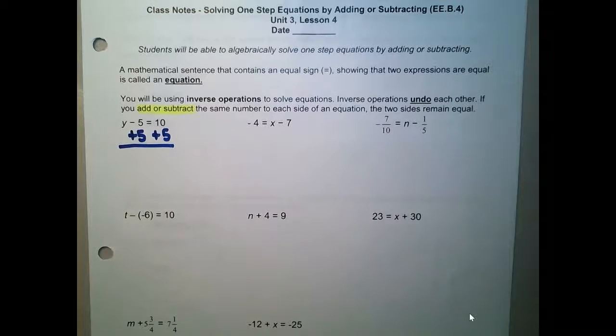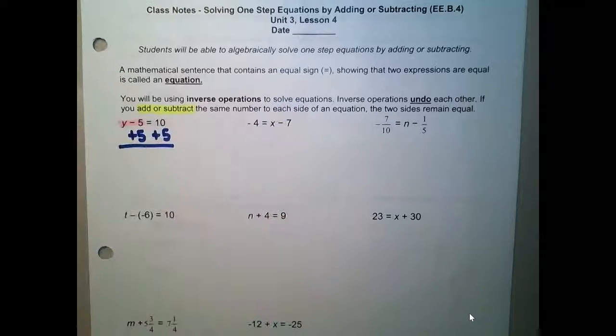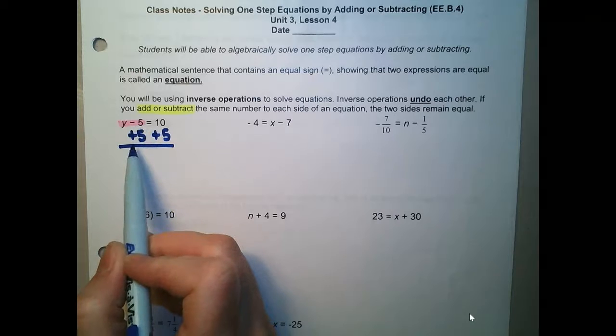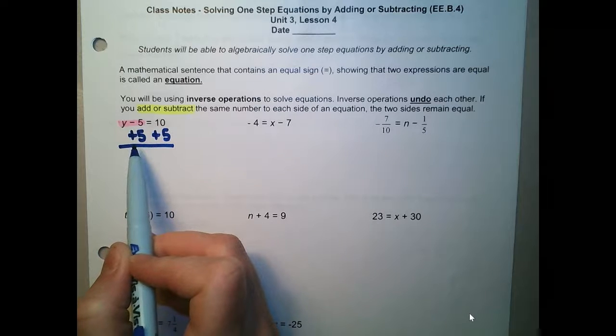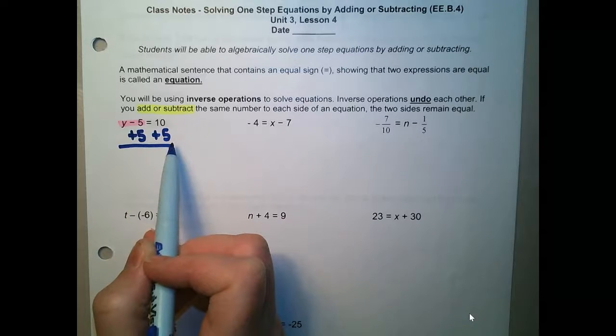Now, please understand that the first thing I said about this was we are trying to get y by itself. So we're always going to look at the side of the equation that has the variable and say, how can we get rid of whatever else is bothering the variable? So right now, y minus 5, I want to get rid of the subtract 5. So the inverse of that is to add 5. But in order to keep this balanced, or equal on the left and equal on the right, I have to add 5 on the left, also add 5 on the right.